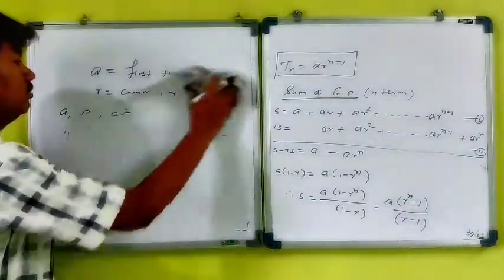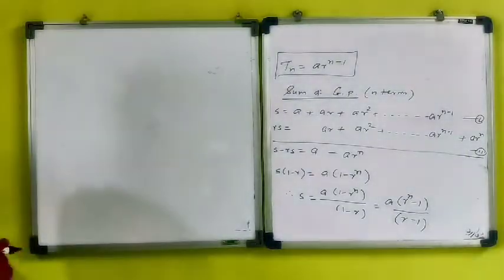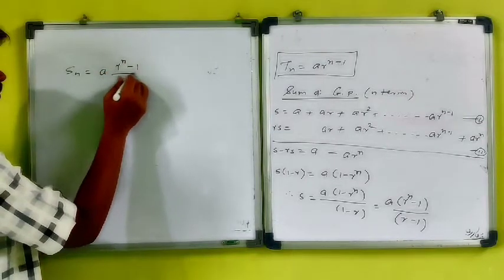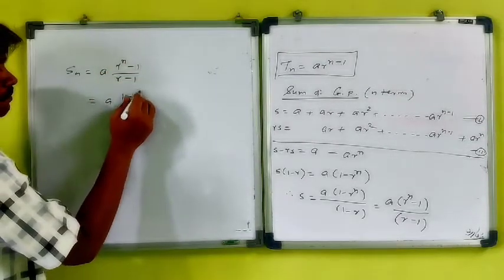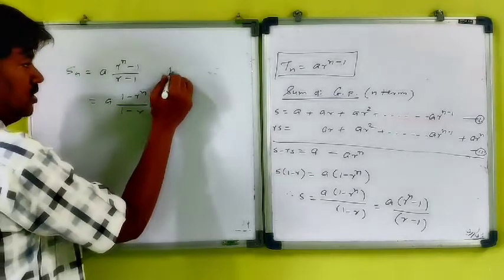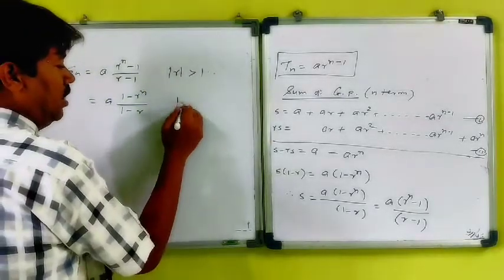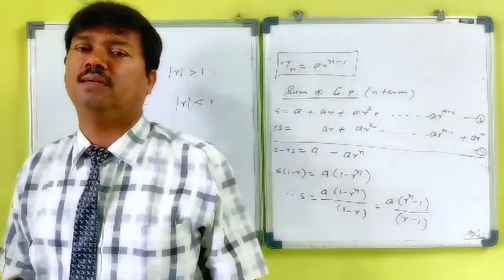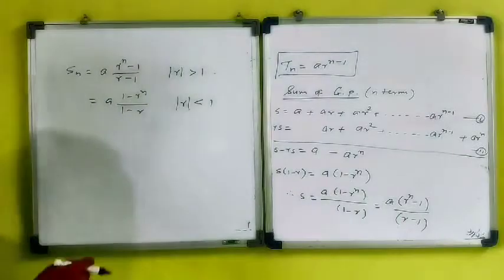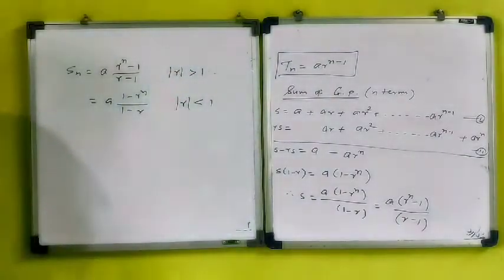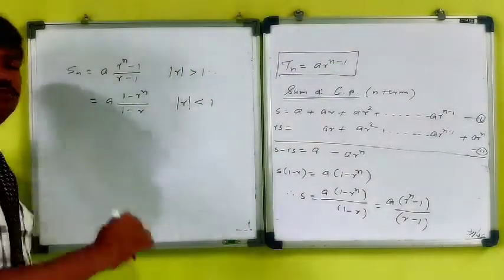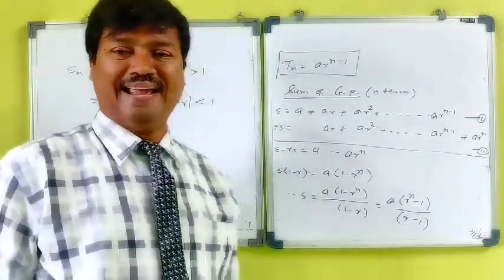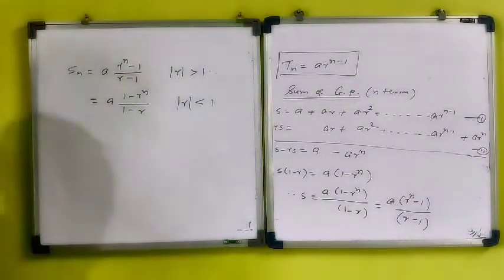Now, generally we use the first formula, that is Sn, for two different conditions. This is used when the ratio is greater than 1, so that a negative value will not come. So here it's very simple. When the mod of R is greater than 1, we use this formula, R raised to n minus 1 upon R minus 1. This is the formula to find the sum of n terms in a geometric progression.